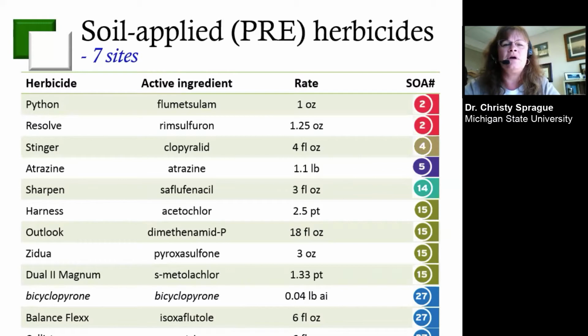So we basically looked at the standard rates of these herbicides and applied each one of these into strips, and then came back later and interseeded our cover crop into these different strips to see what the tolerance levels were. So you can see we had what we would consider the group 2 herbicides or the ALS inhibitors, things like Python and Resolve. Those are also in several premixes.